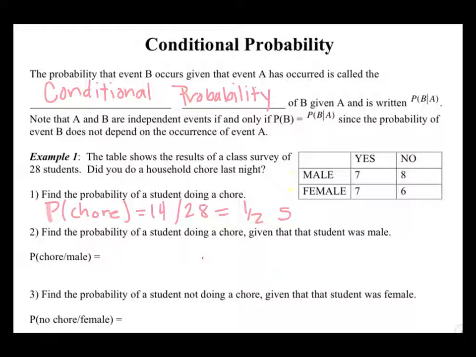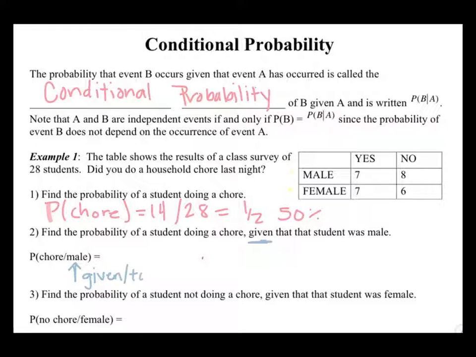So that was not conditional upon anything. That was just regular probability. What's the probability of the chore? So conditional is what they're asking in number 2. It says find the probability of a student doing a chore given that the student was a male. So this second part, when we write this, the probability of a chore given they are the male, that's the given.